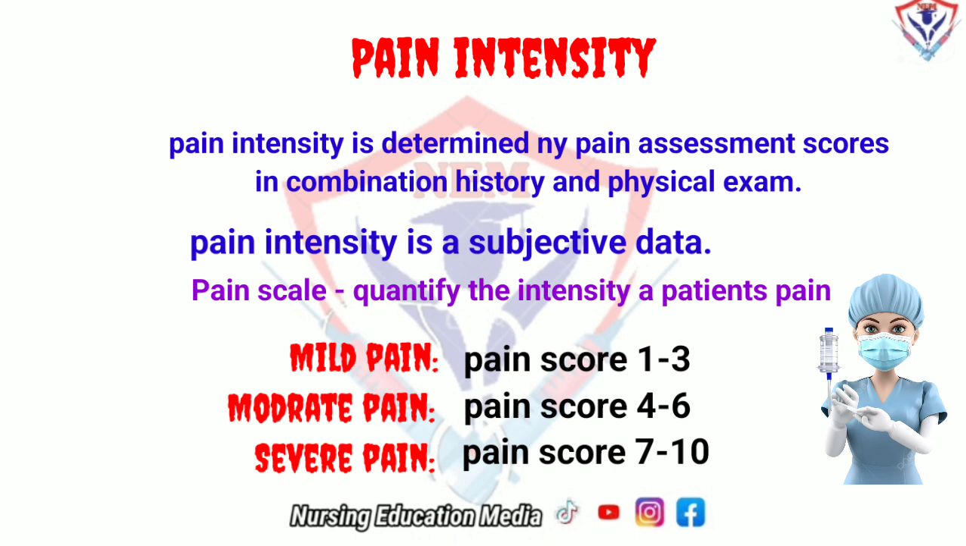In mild, the patient's score of pain ranges from 1 to 3. In moderate, the pain score ranges between 4 and 6. And in severe pain, the score ranges between 7 and 10. So here you go.